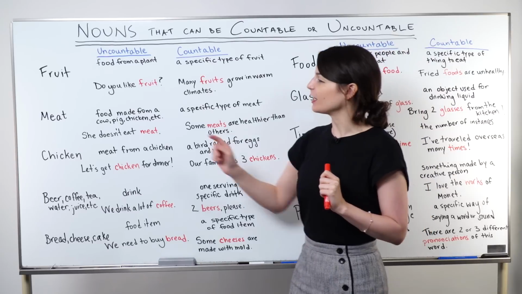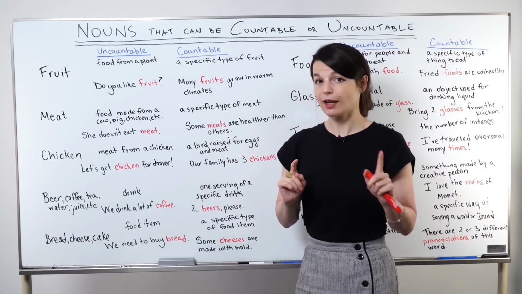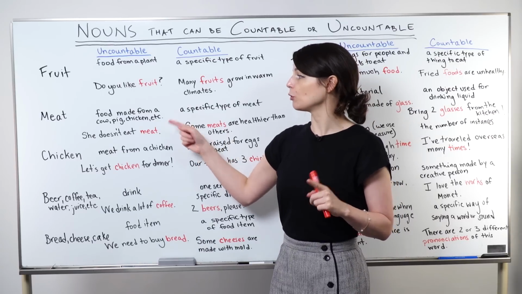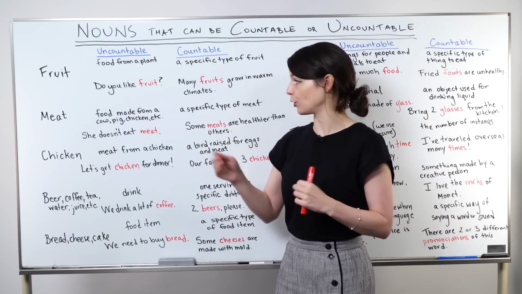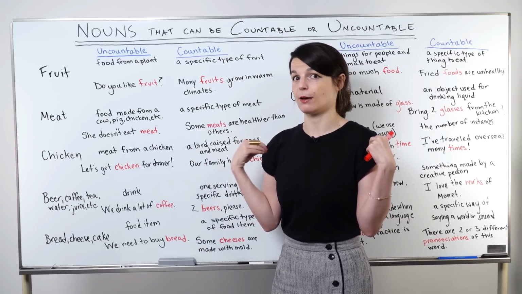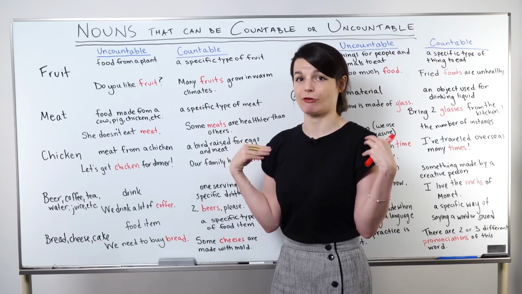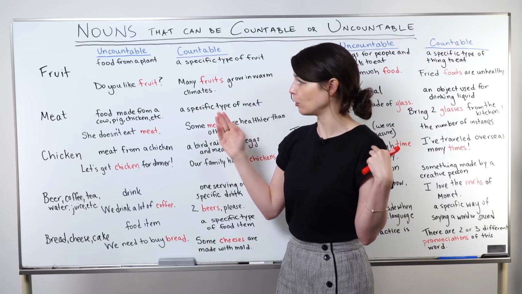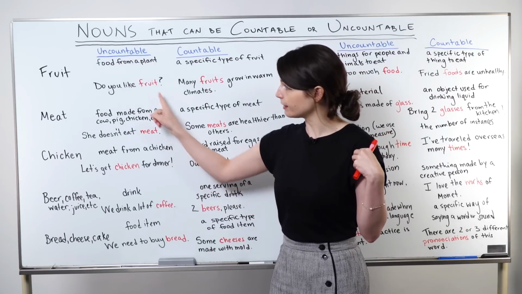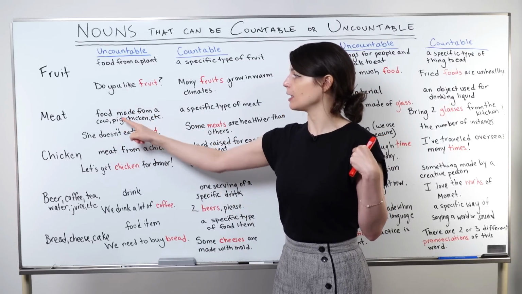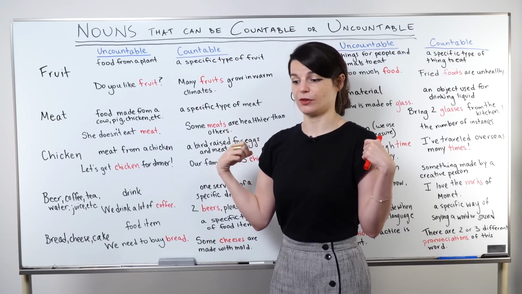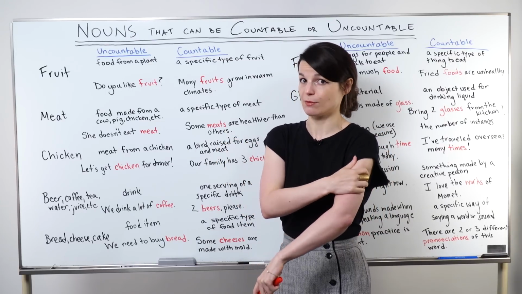Okay, the next one is meat. As an uncountable noun, meat means food from a cow or a pig or a chicken. So food that comes from an animal, the parts of an animal. We make food from the parts of the animal. So, for example, she doesn't eat meat. In this sense, as an uncountable noun, it means the food that comes from the parts of an animal. So it's made from the flesh of an animal.